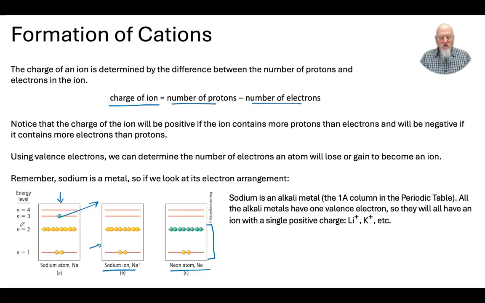Okay, so sodium is an alkali metal. It's in the first column, and all the alkali metals have 1 valence electron as atoms. So all of those are going to lose 1 electron to become ions. All those elements, lithium, sodium, potassium, and so on, when they form ions, are all going to be that single plus ion.